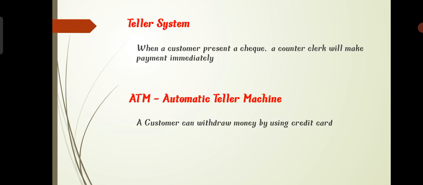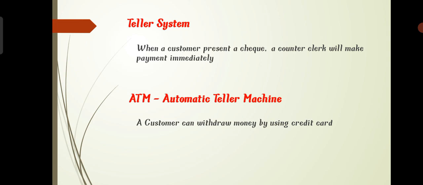They are the teller system. Under this system, when a customer presents a check, a counter clerk will make a payment immediately. In big metropolitan cities, the bank provides this facility to customers so that they need not wait for a long time for withdrawal of money. The counter clerk will have the specimen signature of the customer and the account card by his side. As soon as the customer presents a check, the banker will be able to make payment immediately.